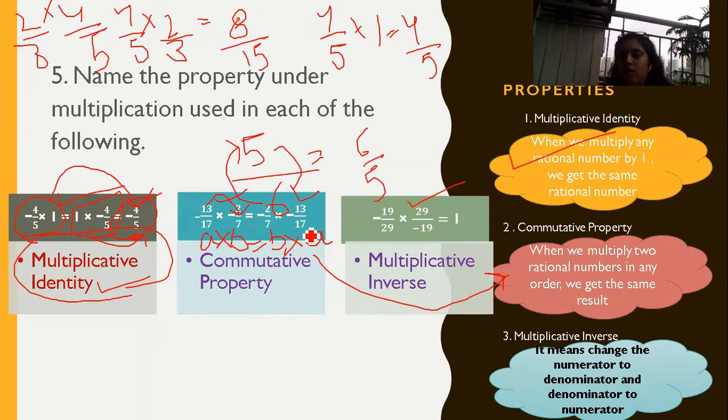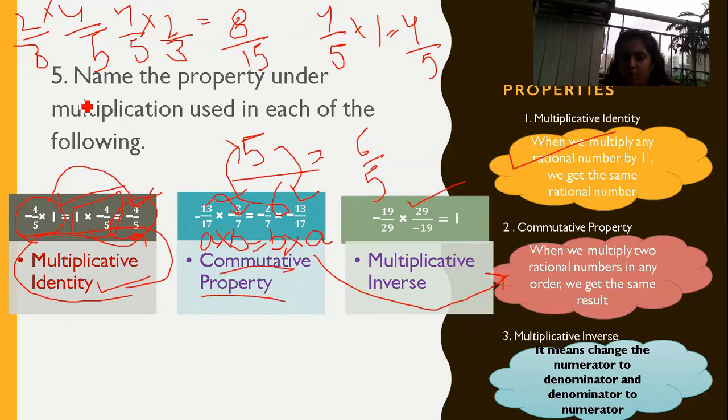The order does not matter in the multiplication property. If you multiply in any order, you will get the same result. So you will say that it is the commutative property. Your answer is commutative property. They only want the name of the property under multiplication, which property they have used in these parts of the questions.